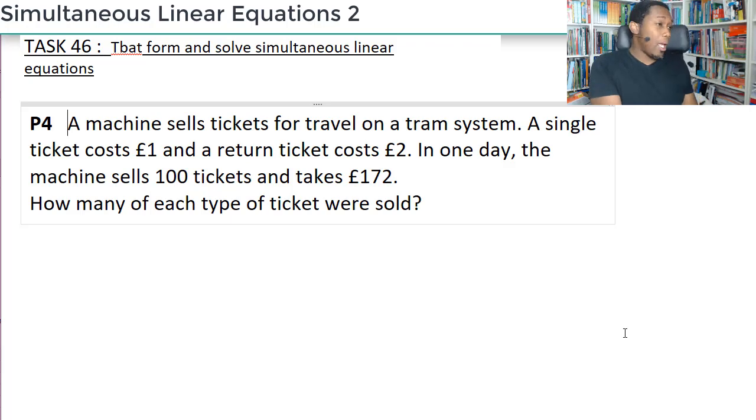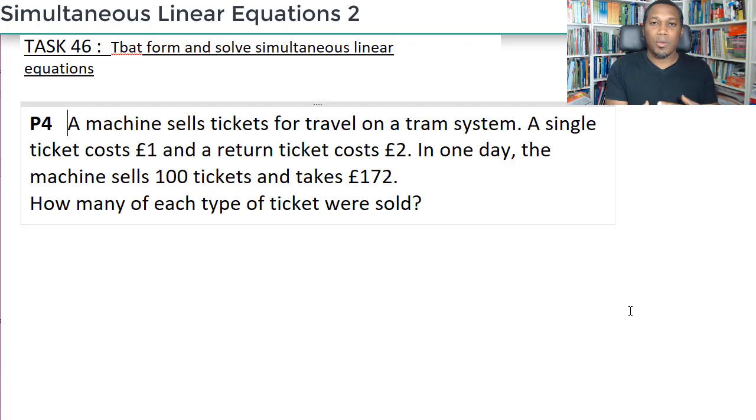Word problem. It's time for word problems. Try and form a pair of simultaneous equations from this and then solve it. I didn't call it an equation because I think we've had some experience with forming equations. Let's see if we can put those ideas together.